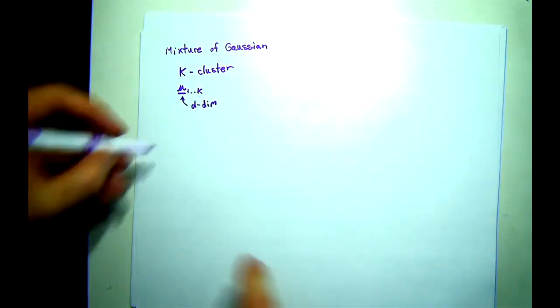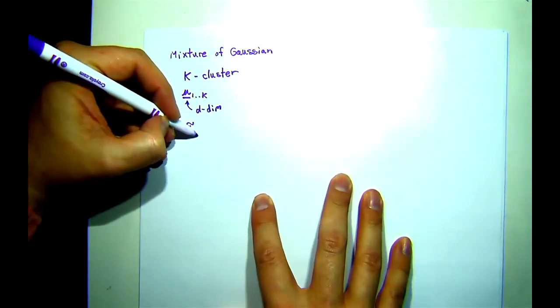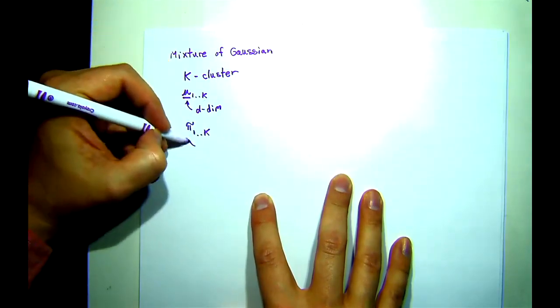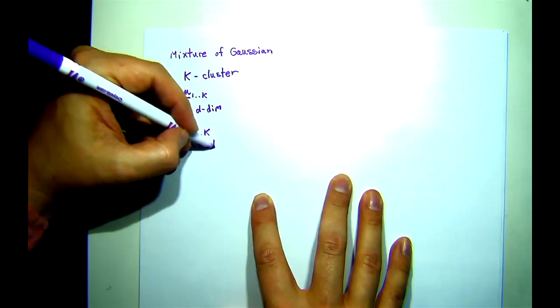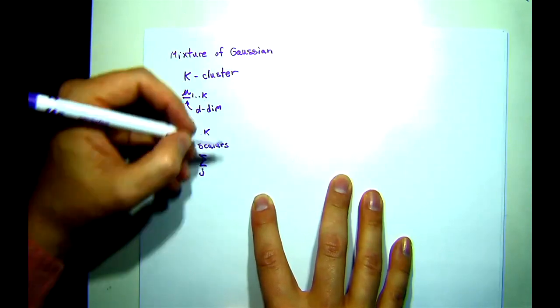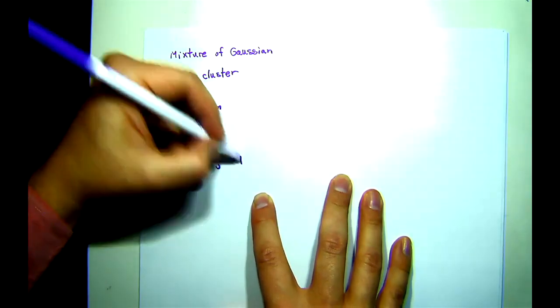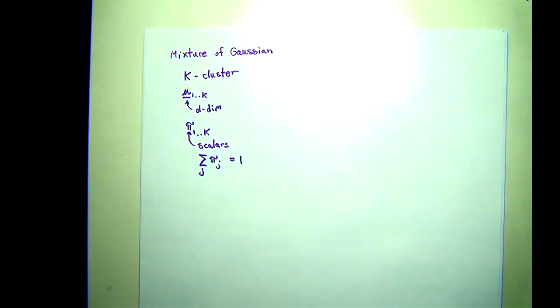And now here's the thing that makes it a mixture of Gaussians. We're going to have a bunch of things that we're going to call pi 1 through k. These are scalars, and we're going to use j a lot for the cluster. If we add up all those scalars, 1 through k of them, we will end up with 1. So they're basically just a probability distribution, and they represent, like I mentioned, the probability that a point came from a given cluster.